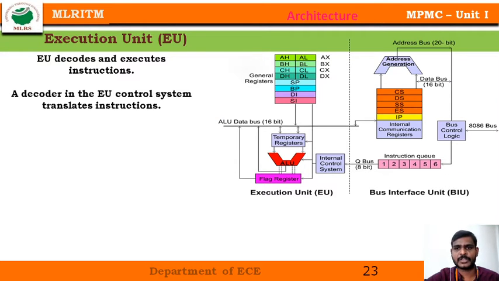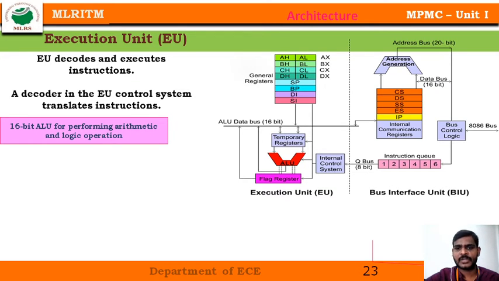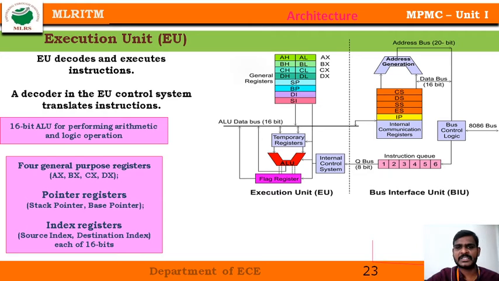Then we'll go for the execution unit. The execution unit, as we said, only executes the instructions. It just decodes and executes the instructions. It has a 16-bit ALU which performs your arithmetic and logical operations, and it has 4 general purpose registers called AX, BX, CX, DX.